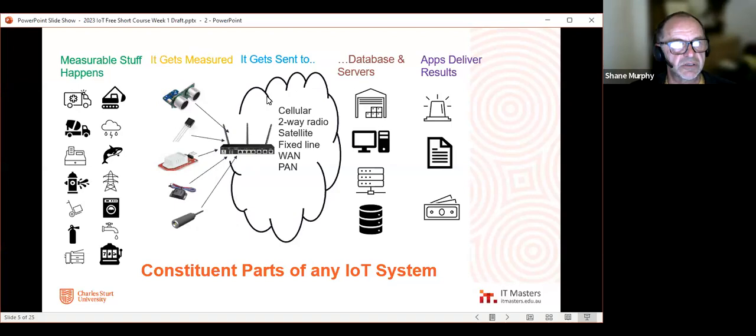It's transmitted across clouds, and we've all seen lots of cloud pictures, but the cloud can consist of cellular networks, two-way radio networks, satellite networks, fixed line networks, wide area WANs of various different types, LoRaWAN, Sigfox, all the old ones, and personal area networks like Bluetooth, Zigbee, all of those sorts of things. Then from there, it pops out the other end into a database and server, and a big warehouse effectively of data is what I would call it.